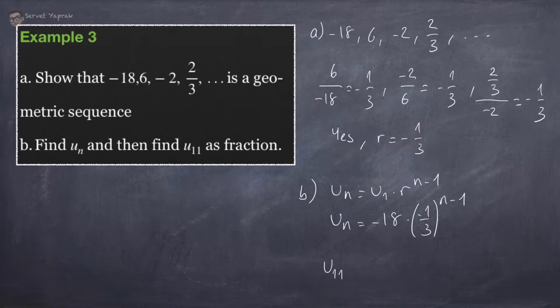So u11 equals, negative 18 stays as it is, and negative 1/3 to the power of 10, because if we substitute 11 here, 11 minus 1 is 10. So this is our common ratio. In here, because the power is an even number, this negative number will be positive, and there is a negative number multiplied, so the result will be negative. So we can say that the answer will be negative 18 over 3 to the power of 10. This negative comes from here, not from here. This is a big number, so I will leave the answer like this.